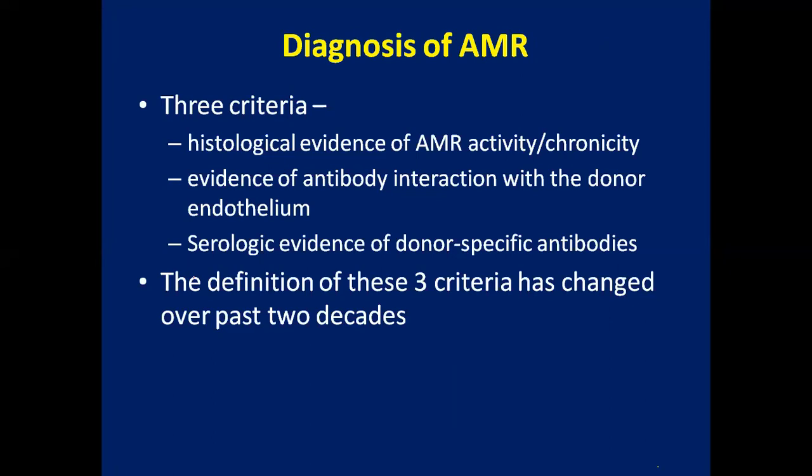For diagnosis of AMR, there has to be histological evidence. Three criteria: histological evidence, evidence of antibody interaction with the donor endothelium, and serological evidence. And the definition of these criteria has changed over the past 2 decades.